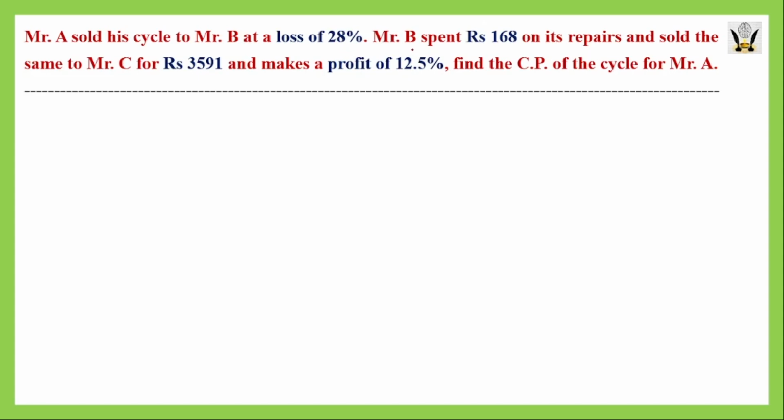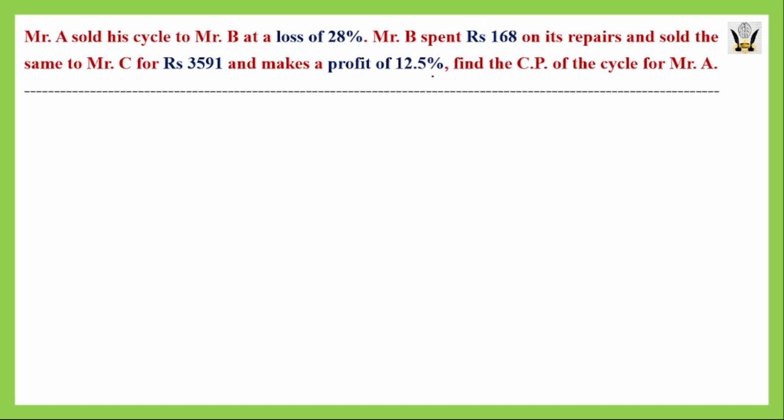Fine. Now Mr. B spent rupees 168 on its repairs and sold the same cycle to Mr. C for rupees 3591 and makes a profit of 12.5%. Find the CP of the cycle for Mr. A. So first Mr. A sold that cycle to Mr. B at a loss of 28%. Mr. B spent some money, that is 168, and then further he sold that to Mr. C for rupees 3591 and makes a profit of 12.5%.